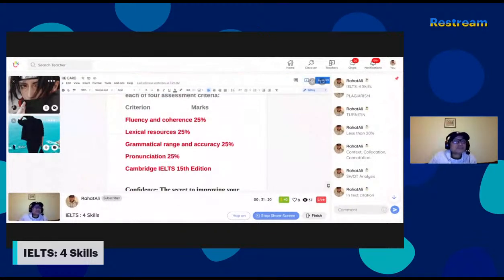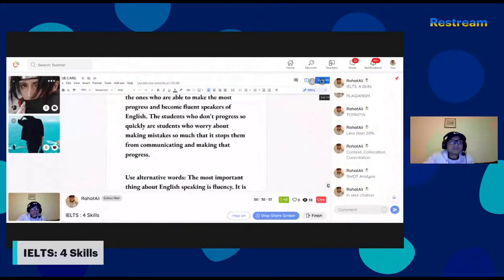There are 4 criteria one more time. Fluency and coherence, 25%. Lexical resource, 25%. Grammatical range and accuracy, 25%. Pronunciation, 25%. Remember that. If you don't fulfill all of these criteria, your number would be affected. You're not going to get a good number.